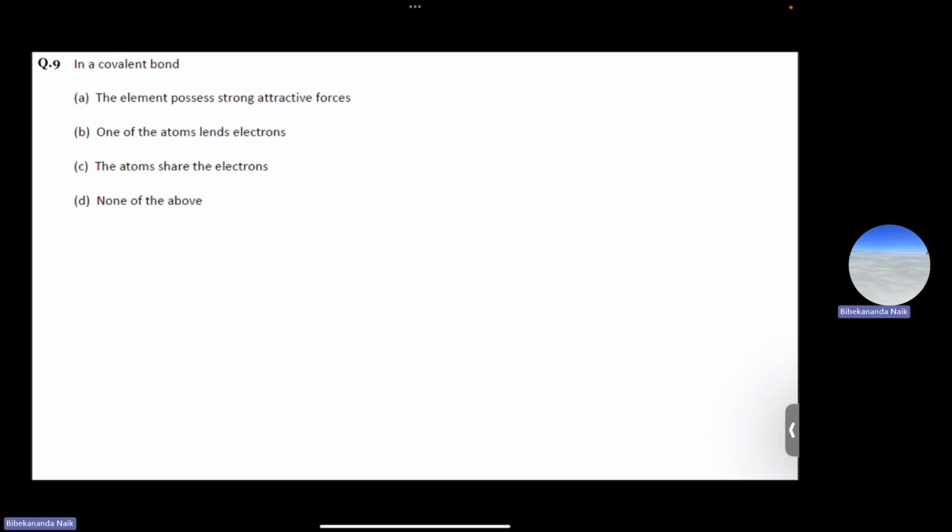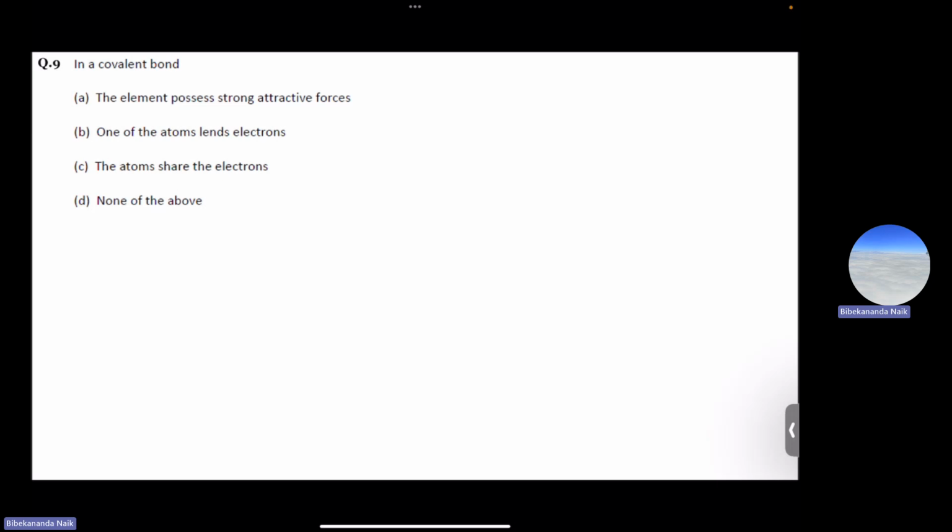Then question number 9. In a covalent bond, the element possesses strong attractive forces, B, one of the atoms lends electrons, C, the atoms share the electrons, or D, none of the above. So in case of a covalent bond, the options are: the element possesses strong attractive forces, one of the atoms lends electrons, the atoms share the electrons, and none of the above.